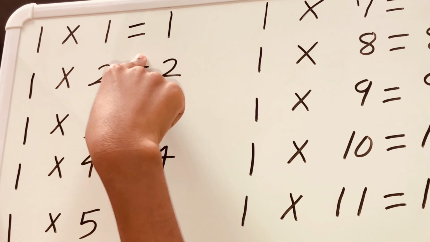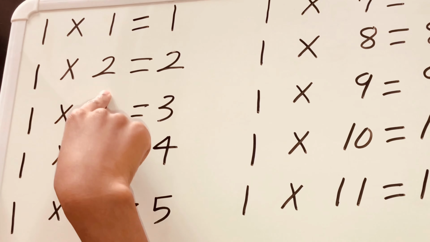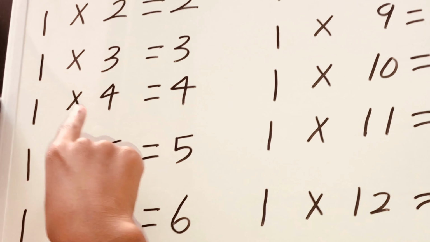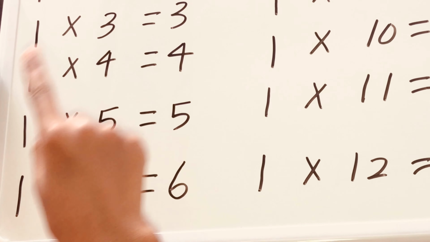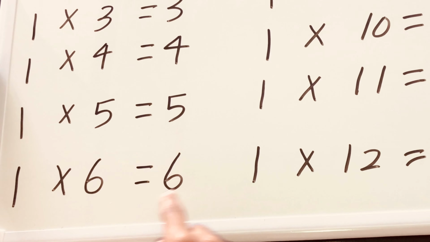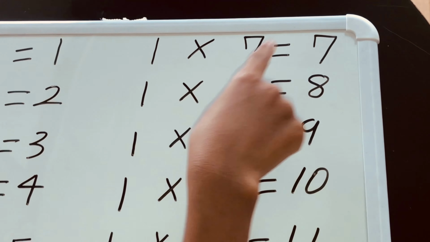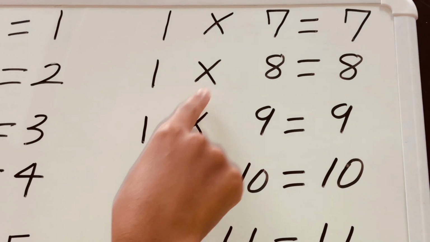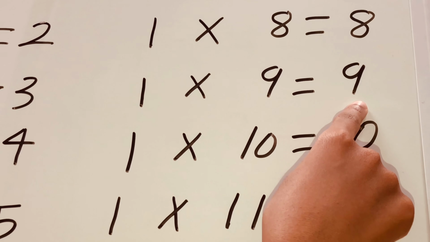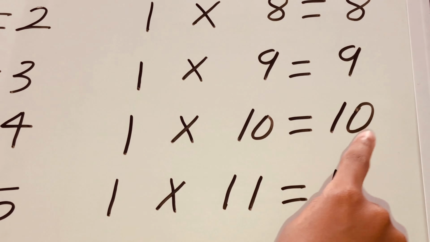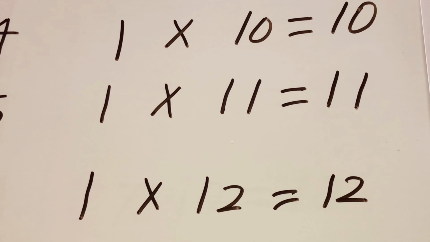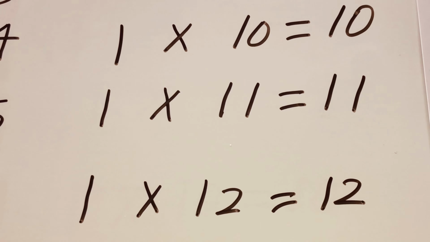1 times 1 equals 1. 1 times 2 equals 2. 1 times 3 equals 3. 1 times 4 equals 4. 1 times 5 equals 5. 1 times 6 equals 6. 1 times 7 equals 7. 1 times 8 equals 8. 1 times 9 equals 9. 1 times 10 equals 10. 1 times 11 equals 11. And 1 times 12 equals 12.